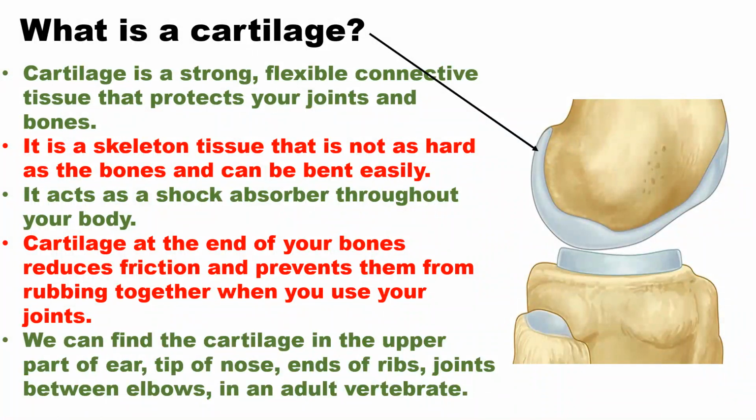And where can you find cartilage? You can find the cartilage in the upper part of the ear, tip of the nose, ends of your ribs, joints between elbows, and in adult vertebrae.